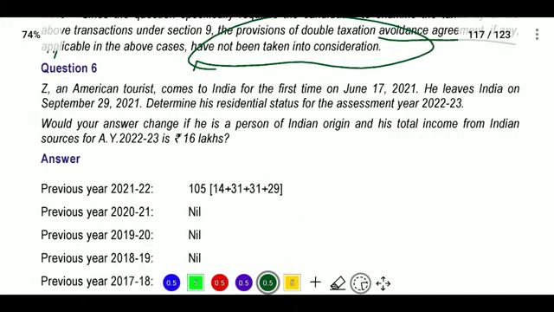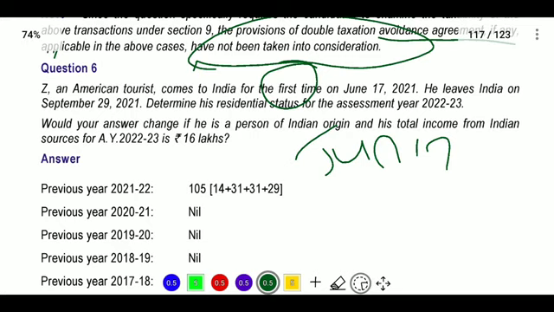Next, question number 6. What is there in question number 6? Jed, an American tourist, comes to India for the first time. First time means he was not there in India in the last year. He came on June 16, 2017, and we need to see how many days he stayed in India. He leaves India on September 29th. So up to September 29 he stayed in India.